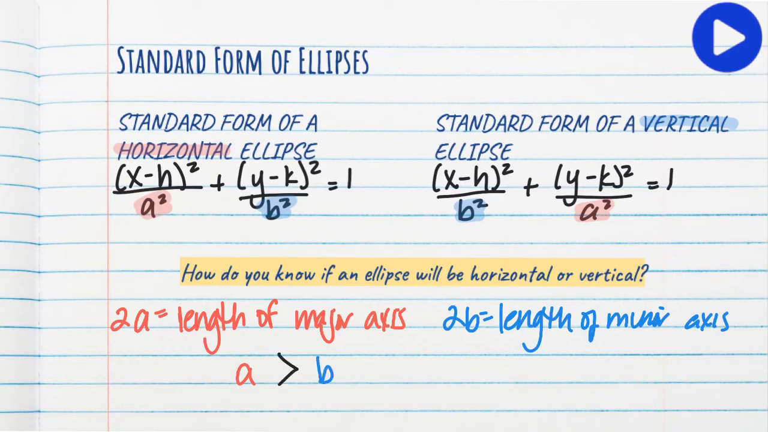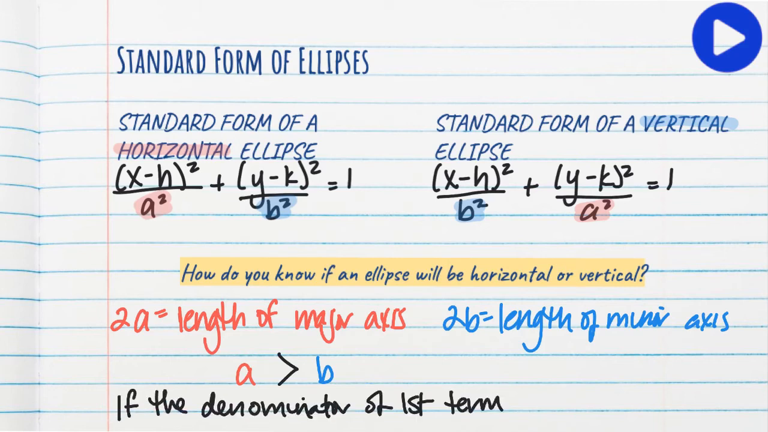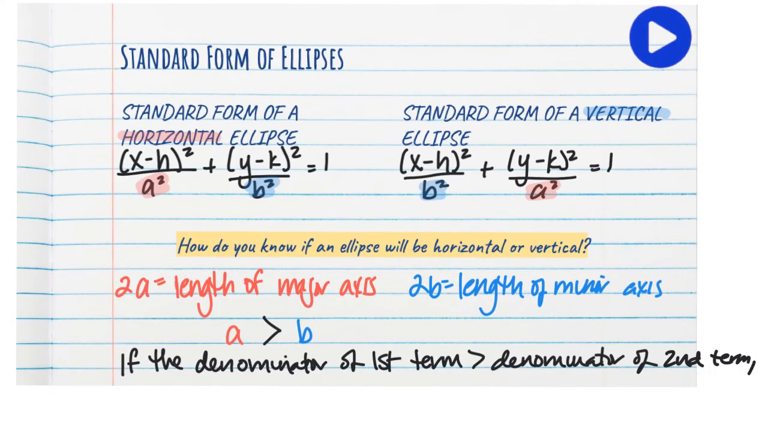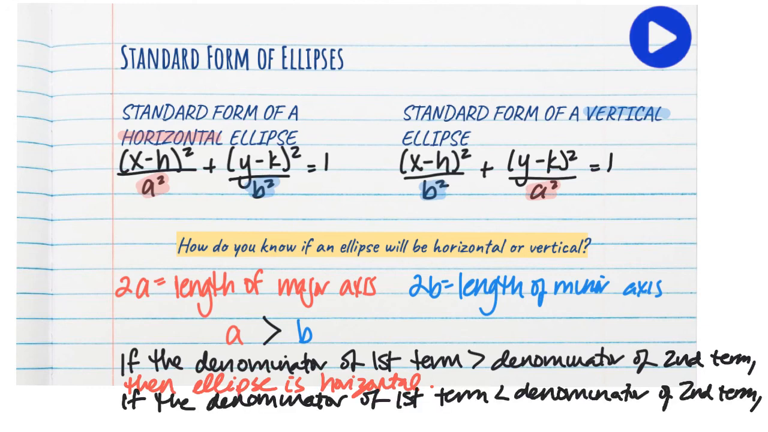So, if the denominator of the first term is greater than the denominator of the second term, then the ellipse is horizontal. If the denominator of the first term is less than the denominator of the second term, then the ellipse is vertical.